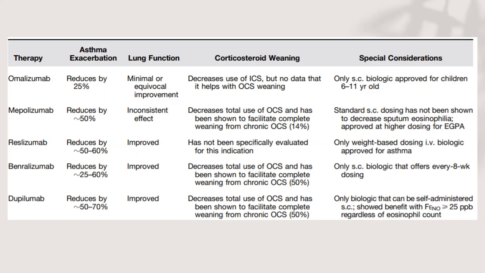Benralizumab is one that I really like to harp on because it has that ease of administration every 8 weeks versus, you know, 2 weeks or 4 weeks. So patients that find it difficult to come to the clinic, maybe that is the one that you want to go towards. And dupilumab, I mentioned again, patients who have that type 2 high asthma, have nasal polyposis, that's the one you want to think about.